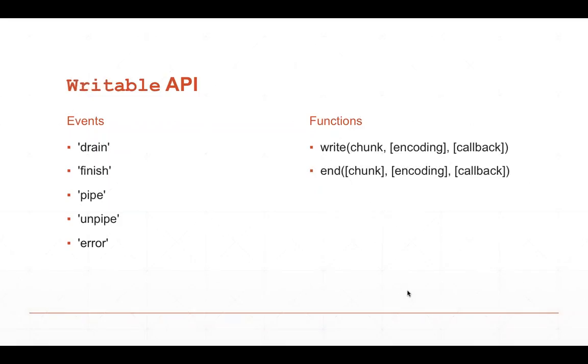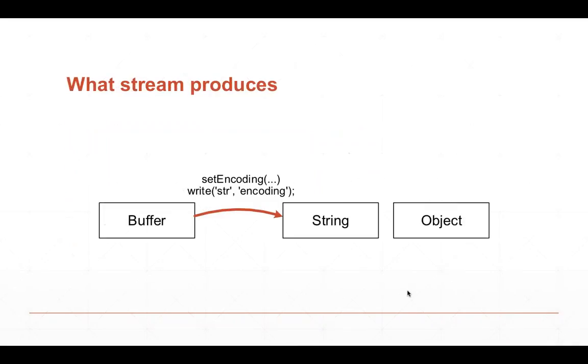And the similar, very symmetric writable API. So drain is an interesting event. It basically will tell you when the writable stream is ready to receive more data. Finish, pipe, unpipe, error, pretty much trivial and self-explanatory events that you can use to work with writable streams and make sure that they are nicely written. So finally, by default, the streams will be binary. Make sure to set encoding if you need to have the text stream.